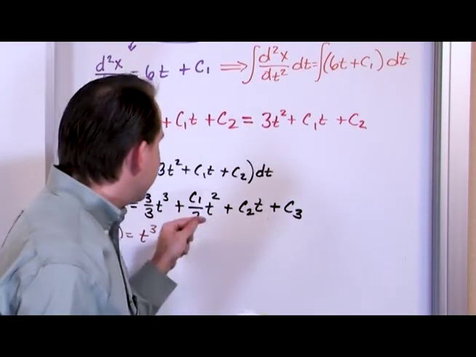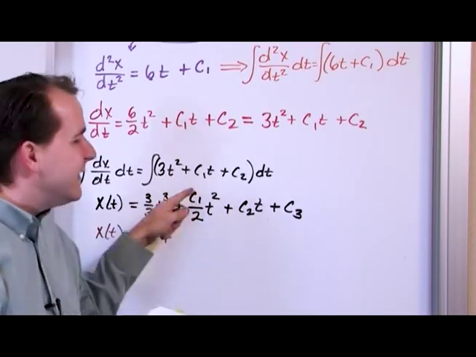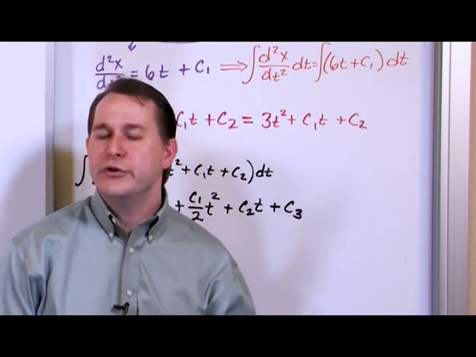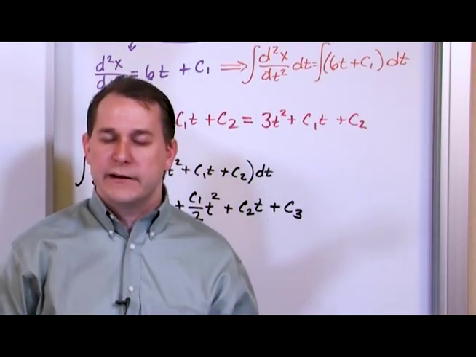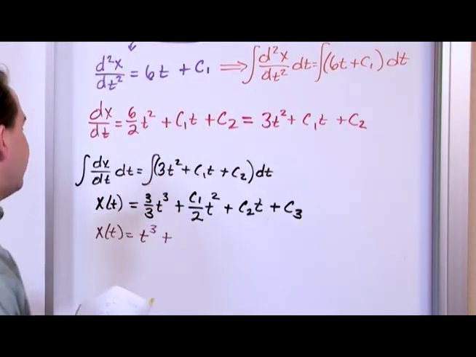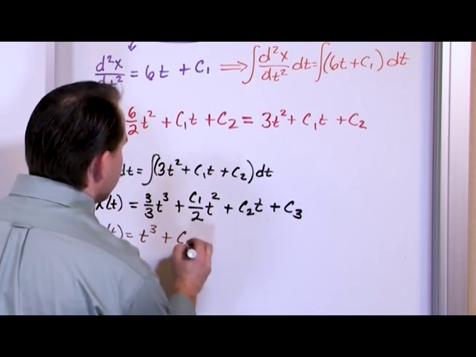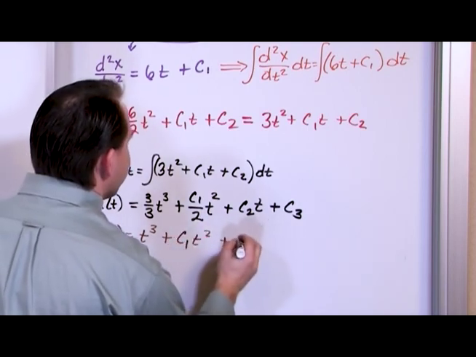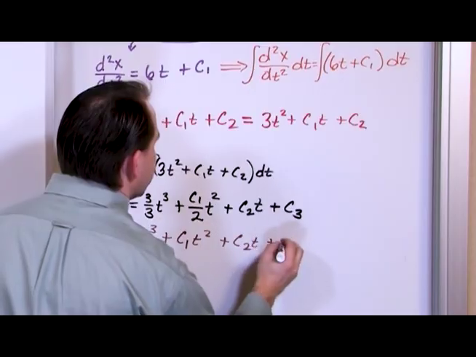Well, you see, 2 is a constant, and c1 is also a constant. So when you divide them, all you're doing is arriving at another constant. So you don't really have to carry it through as c1 over 2. You can just simply write it as c1 t squared. And you'll have c2t plus c3.